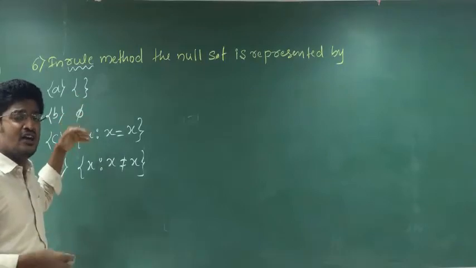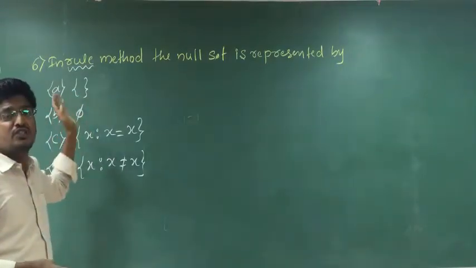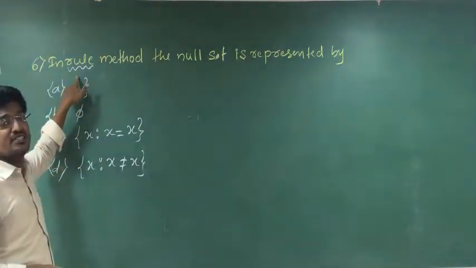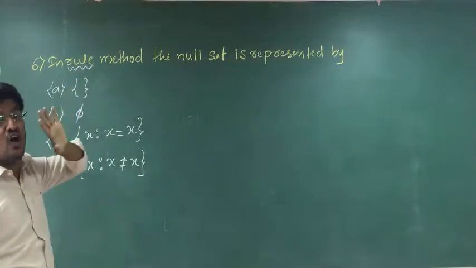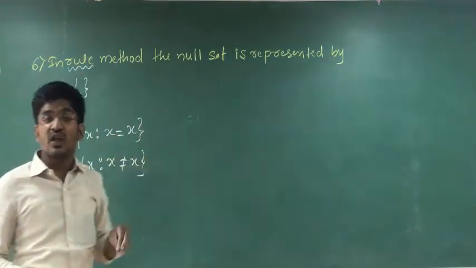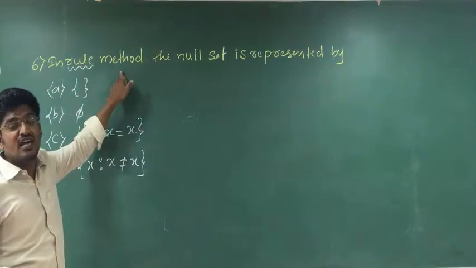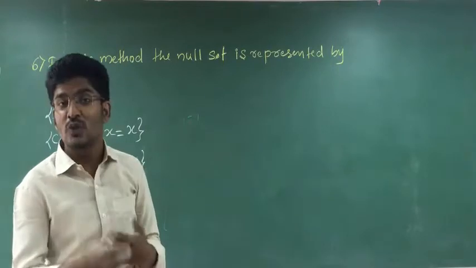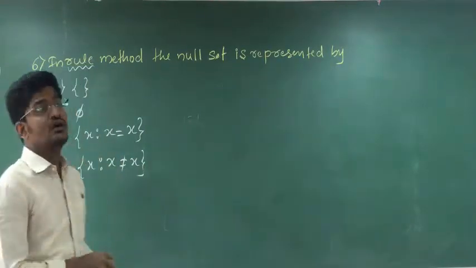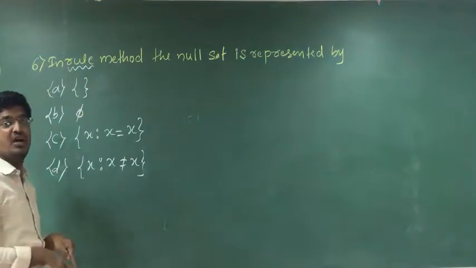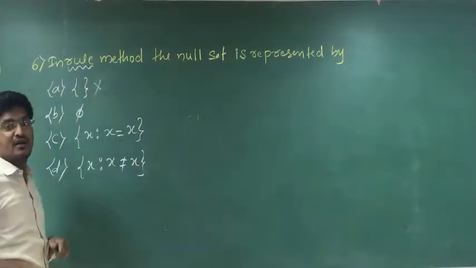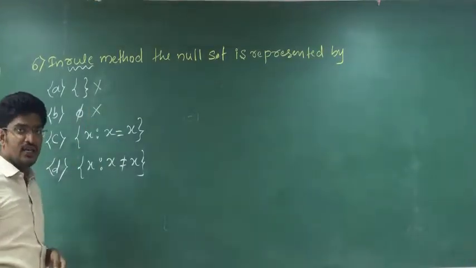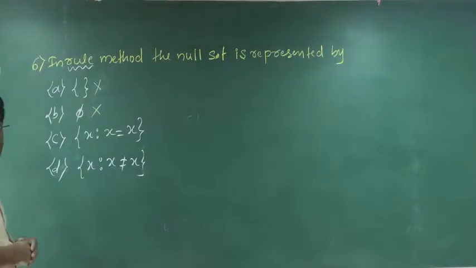In advance you can get any of this question and you will get no mark, because of the mark they are asking, that means the rule they are asking. They are not worried about empty, they are worried about the rule method. They are asking the rule method where the null set is represented. In rule method it has to be represented. Clear? The first option is null set, but it is not rule method. Second one is also empty set, but it is not rule method. Clear? Now let us go for the third one.